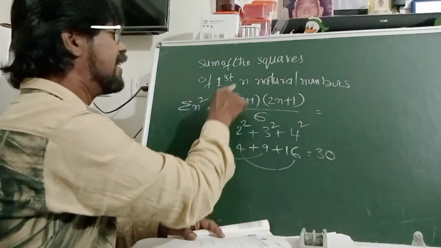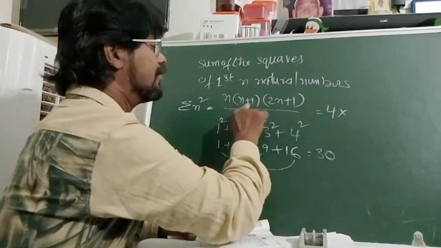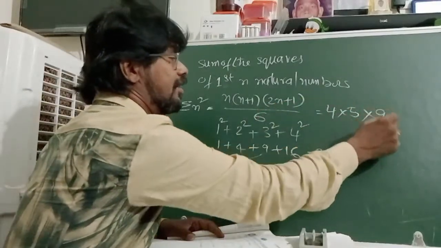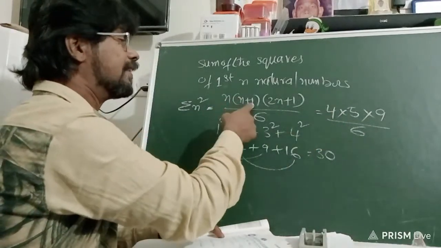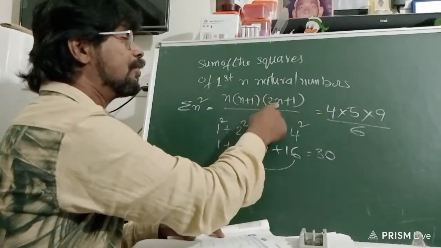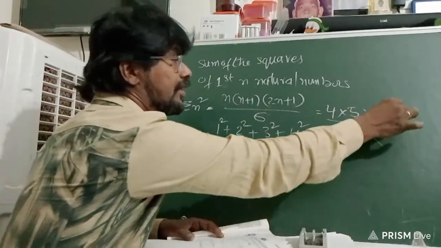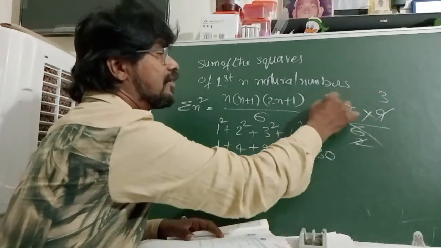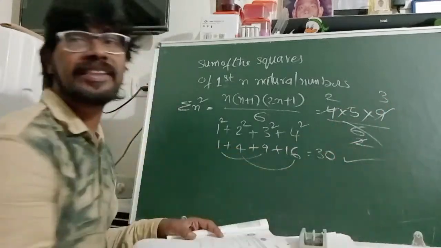Formula. n is here 4. 1, 2, 3, 4. 4 into 5 into 8 plus 1, 9 by 6. n is equal to 4, n plus 1 is 5, and 2n is 4 twos are 8. 8 plus 1 is equal to 9. So now 3 times 2, 3 times 3. Here 2 fives are 10, 10 threes are 30. This is the answer.